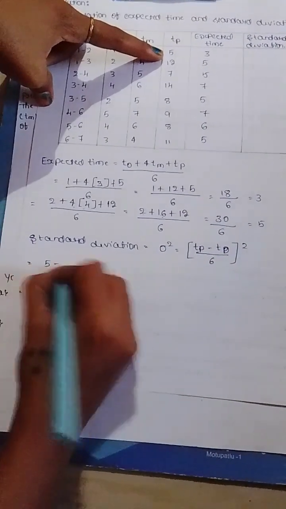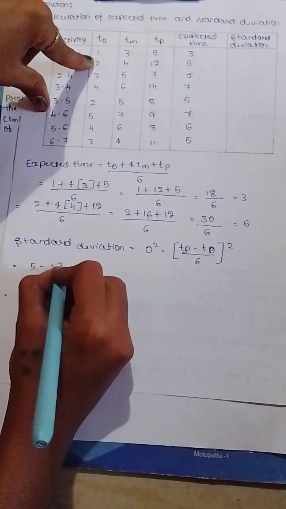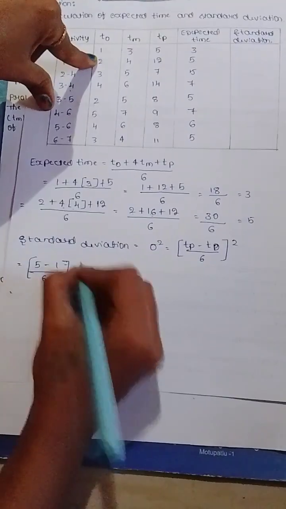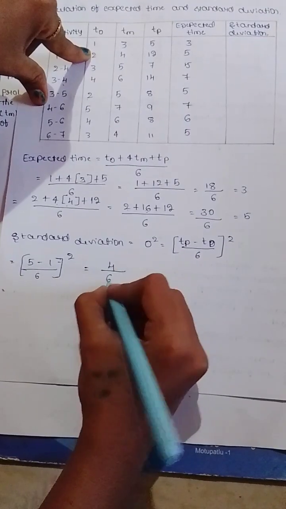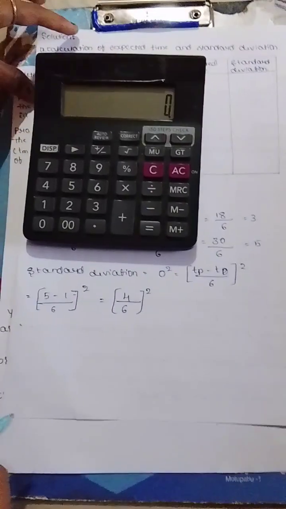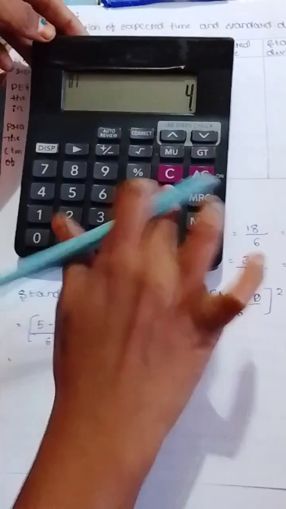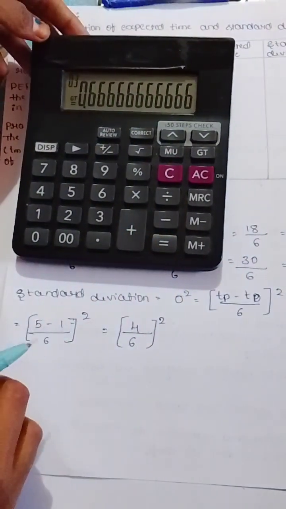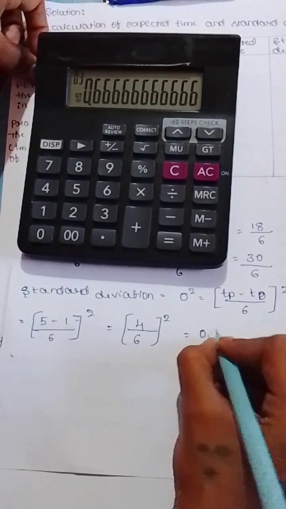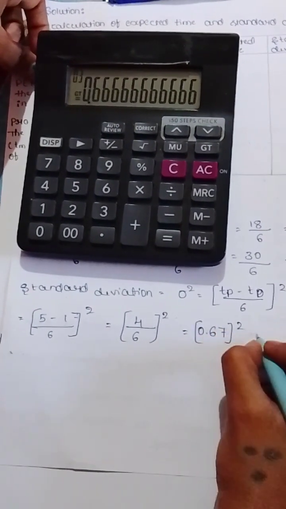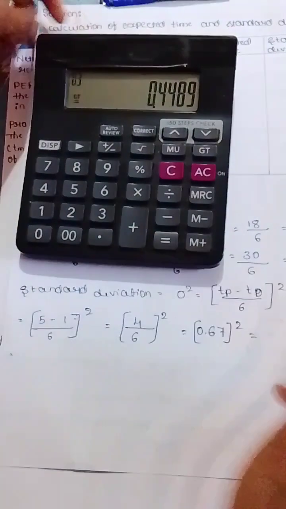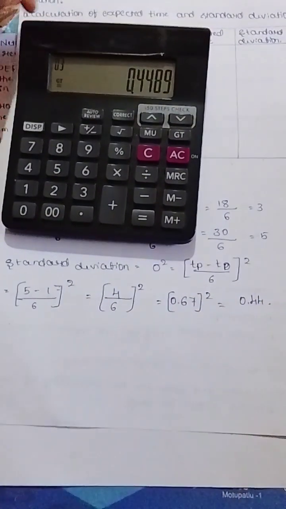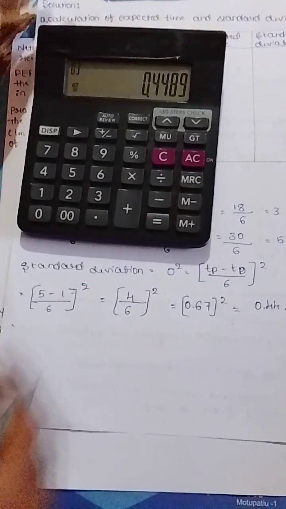For activity 1 to 2, pessimistic time is 5, optimistic time is 1, divided by 6, whole square, equal to 5 minus 1 is 4 divided by 6, whole square. 4 divided by 6 is equal to 0.67. 0.67 square is equal to 0.67 into 0.67, which is 0.44. For activity 1 to 2, the variance is 0.44.